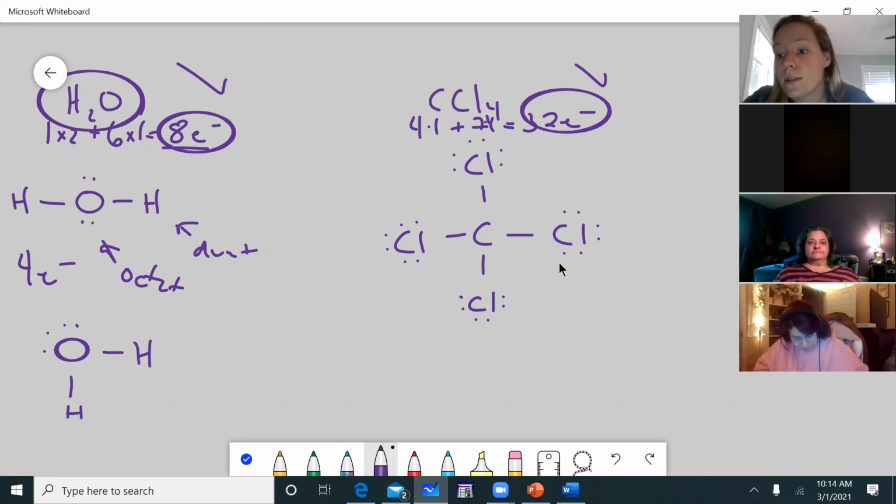The last thing we want to do is make sure everybody is happy or receiving the octet or duet that they desire. So the chlorines are obviously receiving an octet. That's why we gave them 6, right? We went through that process. So the chlorines are good. We really just need to check the carbon. Does carbon in this situation have access to 8 electrons? It does. 2 from here, 4, 6, and 8. So everybody is happy and balanced. We've created octets and duets where we've needed, and we've used all of our electrons.